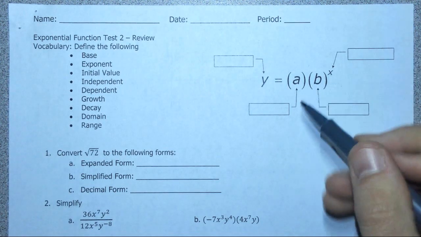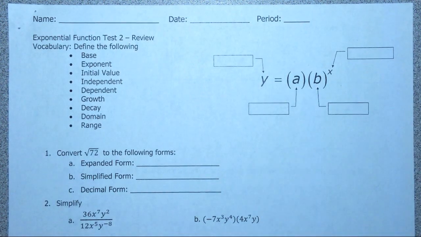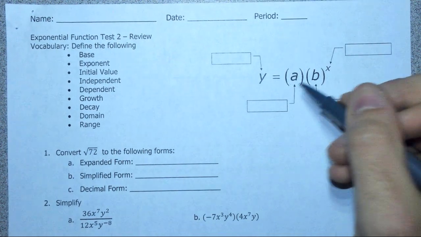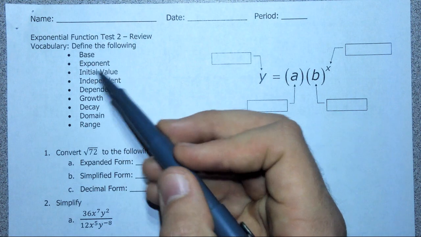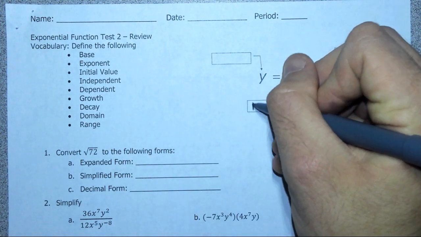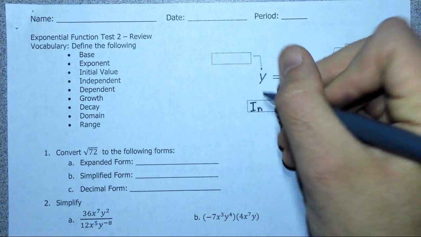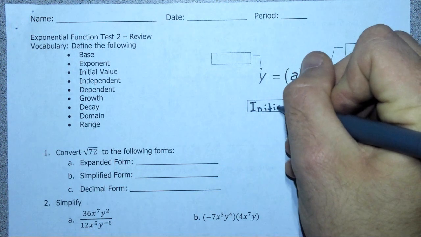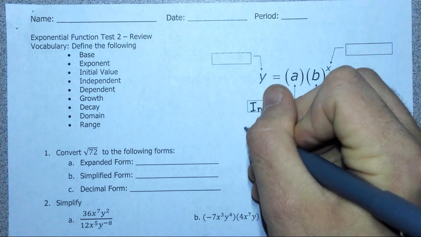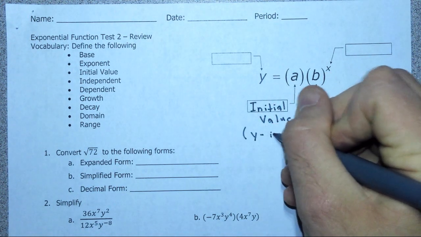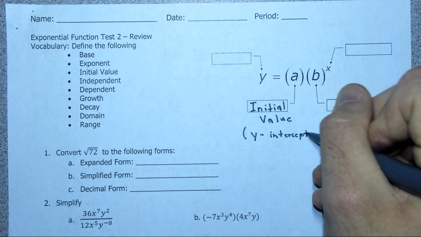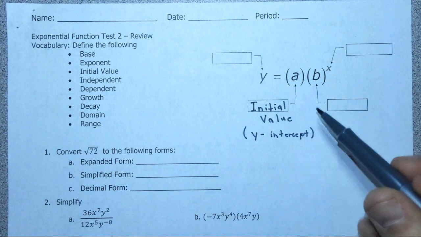First part, I want to find out what all of this crazy jazz is. Let's look at my A and my B. My A, the number on the outside, is my initial value. Oh, I'm writing too big. Another word for initial value is my y-intercept. Good, so that's my initial value.